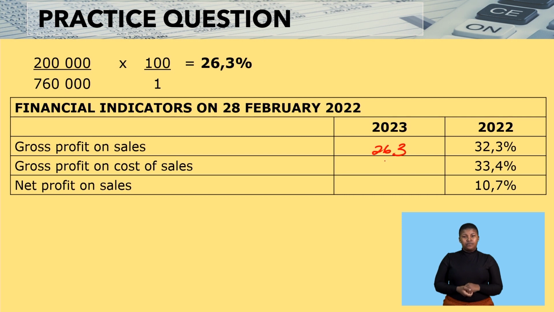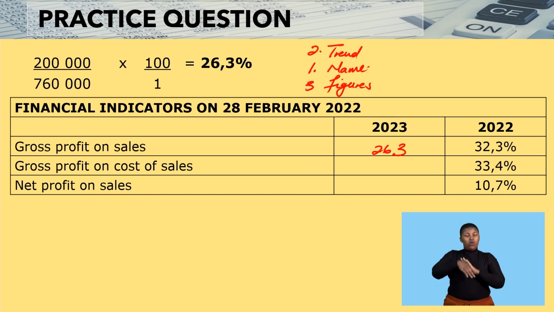Once we have our 26.3%, we now need to comment. We know that when we are commenting, we will look at first the trend, the name, and the figures. I will write them appropriately. Number one, it is the name. Number two, it is the trend. And the figures become number three. Let us begin then.